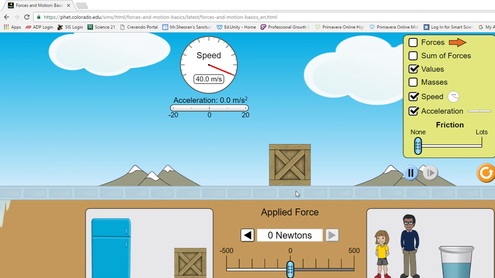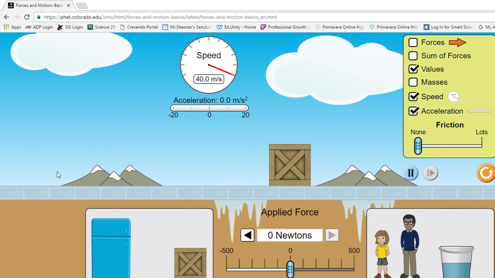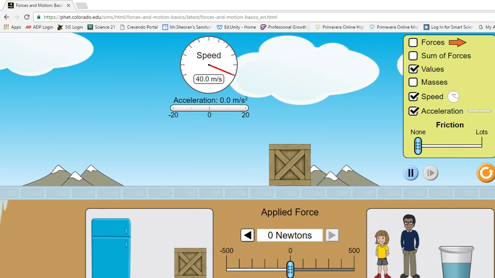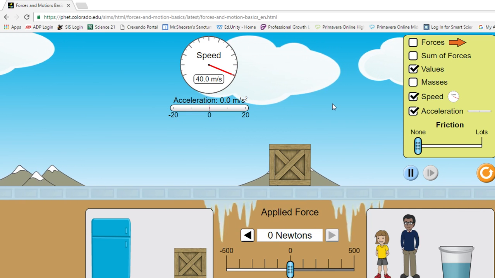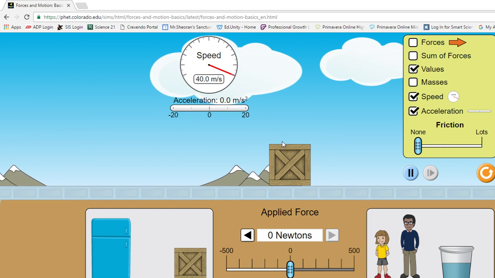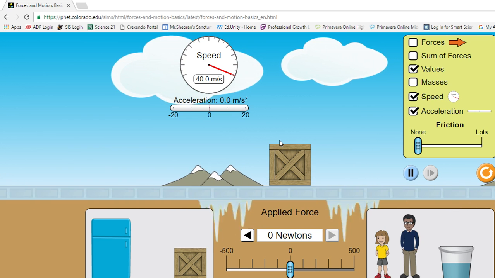Now, because there's no friction and no air friction, this will conceivably go forever. This is one of your Newton's laws: a body in motion or at rest stays in motion or at rest until acted on by an outside force.